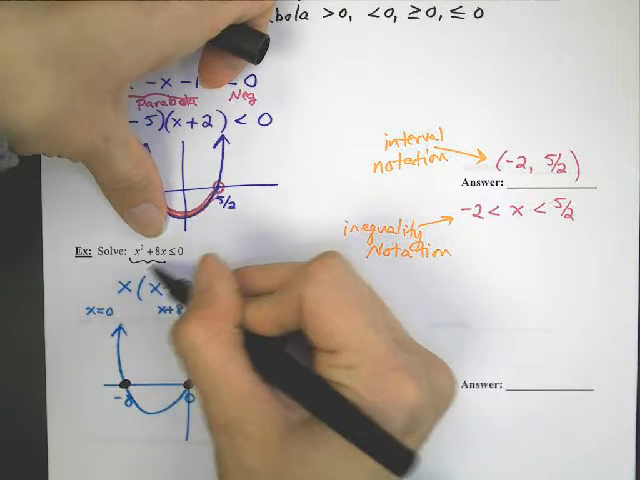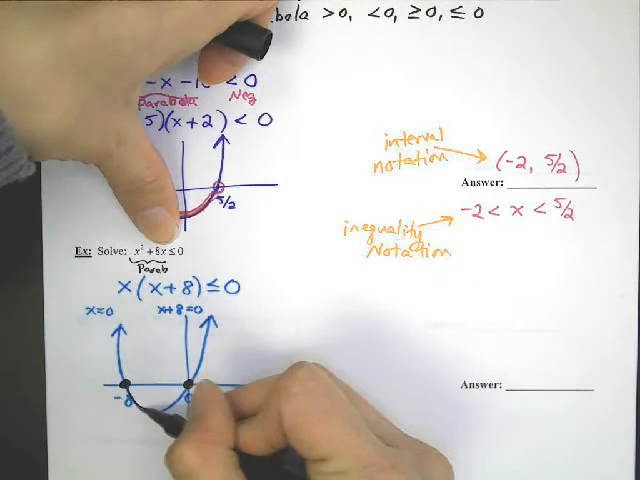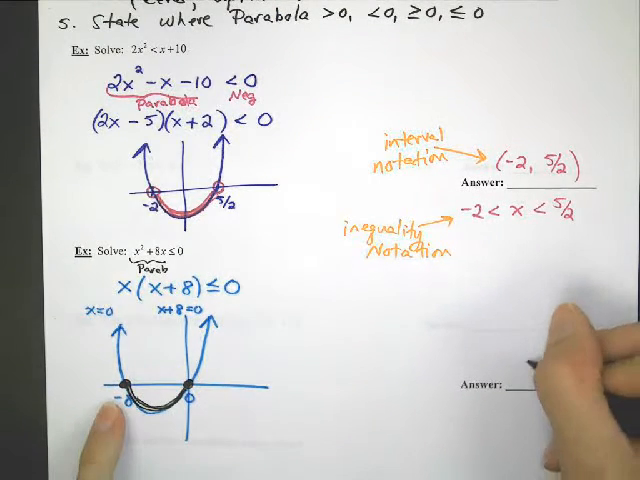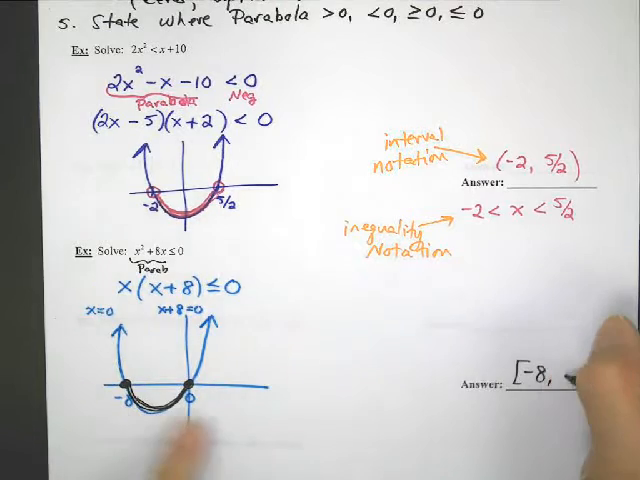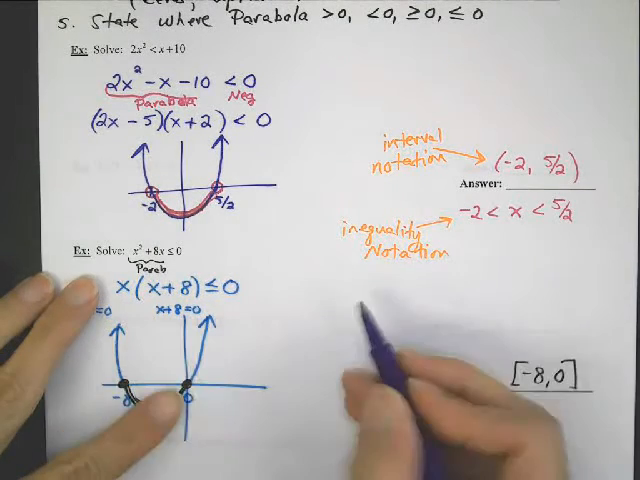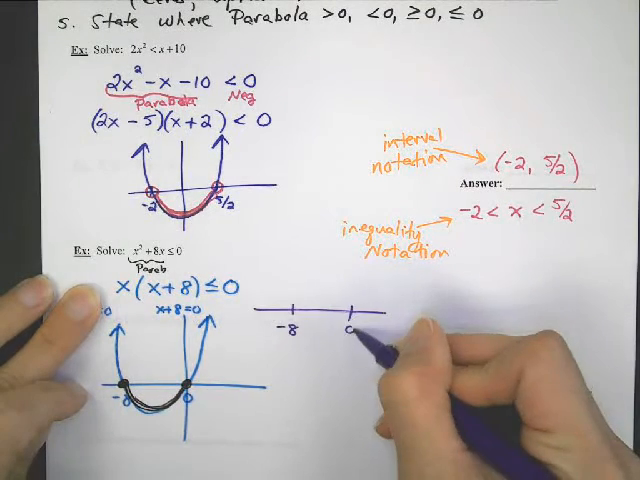Okay, this question says, where is the parabola less than 0? All of this is less than 0. So from brackets, negative 8 to 0. Okay, what we've done in the past, another technique for solving these would be to factor and draw a number line and go from negative 8 to 0.